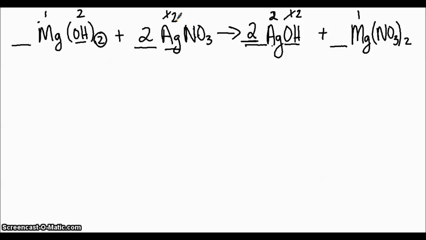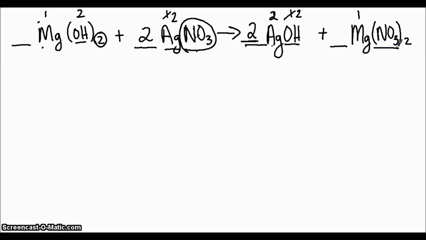Cool. Did it change anything else? Well, let me check. Magnesium 1, that's balanced. OH, there's still 2 of them, that's balanced. Ag, there's 2 of them there, that's balanced. Now all I'm looking at is my NO3. And since I have it on both sides, NO3 here, and NO3 there, all I have to do is balance the NO3s.